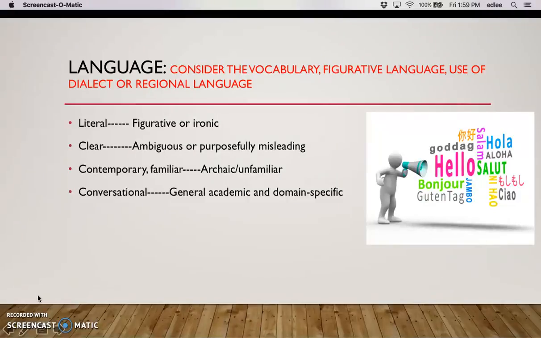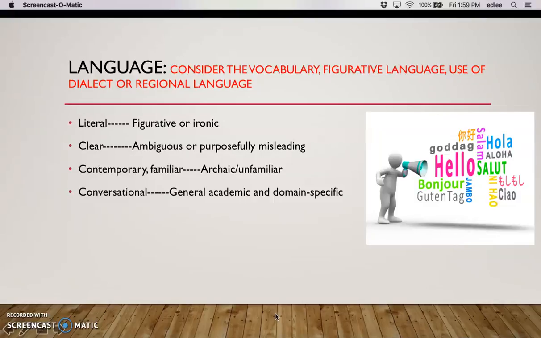The next piece of complexity to consider after knowledge is language. When thinking about language, we want to consider the vocabulary, figurative language, and use of dialect or regional language in the text. Some continuums to think about are, is the language being used literal or figurative or ironic?